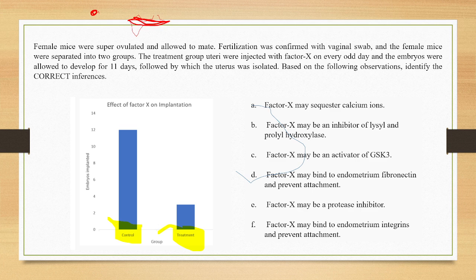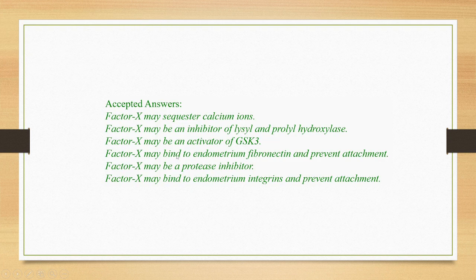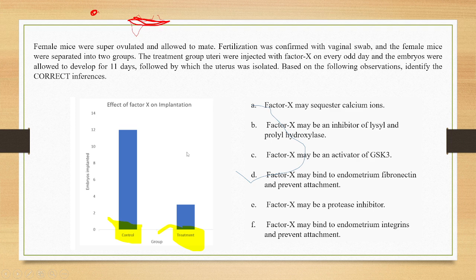Therefore, factor X may be an activator of GSK3. Okay, we can say that since factor X has overexpressed GSK3, therefore the implantation has not taken place. So you need to understand the question first. The question says that whatever treatment has been given to the group has affected the implantation process. There is reduced implantation because of this treatment.